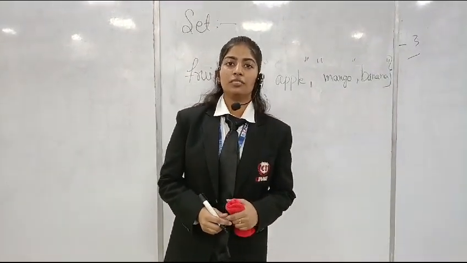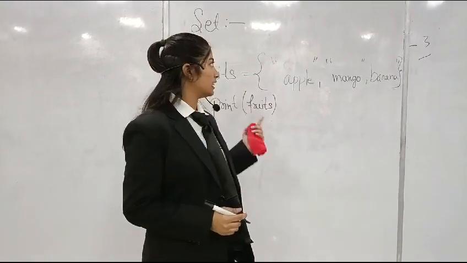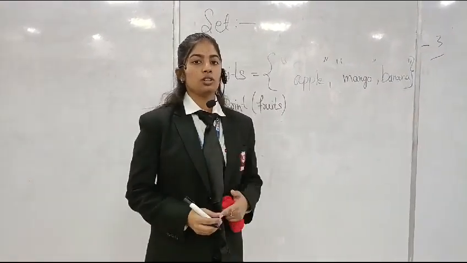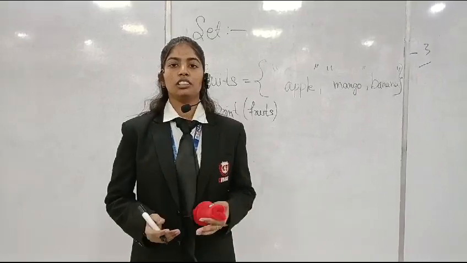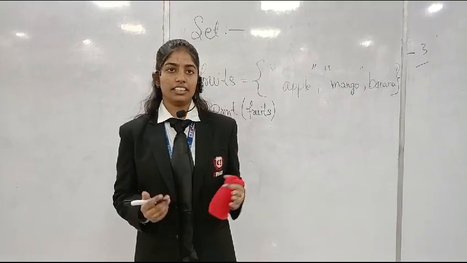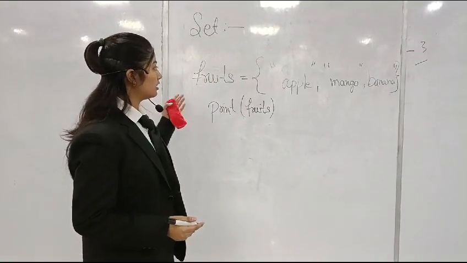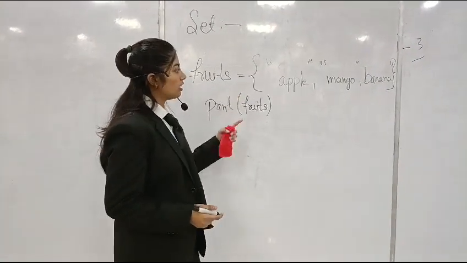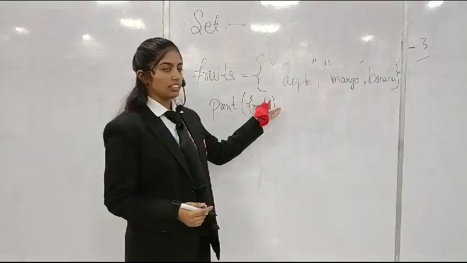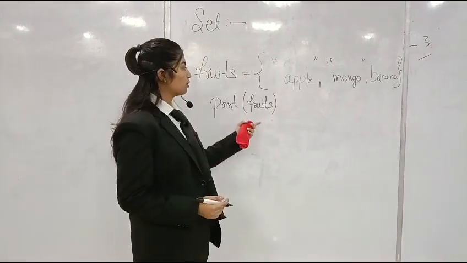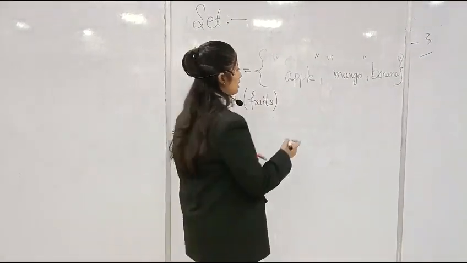So today I am here to explain the topic set in Python. A set is used to store multiple items in a single variable. So here is an example of a set: fruits equals apple, mango or banana. We can take any example here and print fruits. So it gives the output.